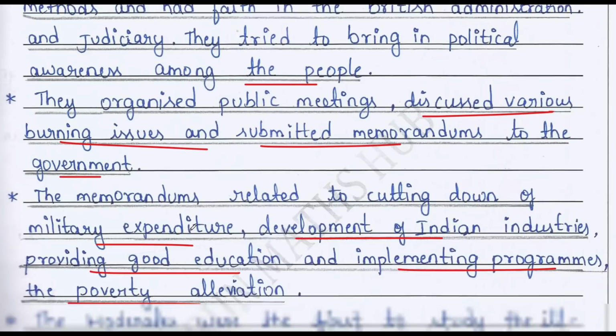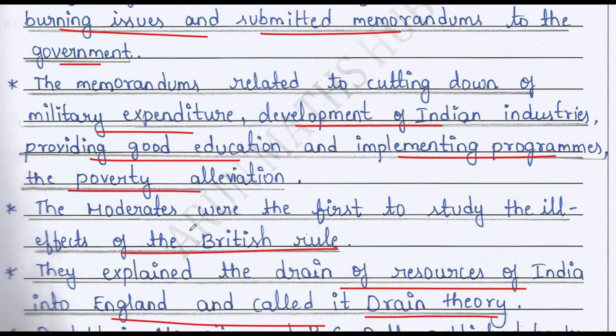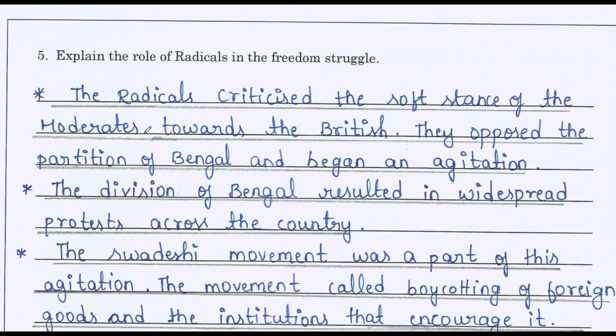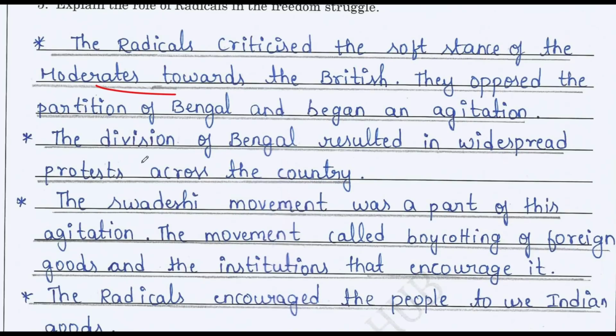These are the role of moderates in the freedom struggle. Next, role of radicals. The radicals criticized the soft stance of moderates towards the British. They opposed the partition of Bengal and also began an agitation. The division of Bengal resulted in widespread protests across the country.